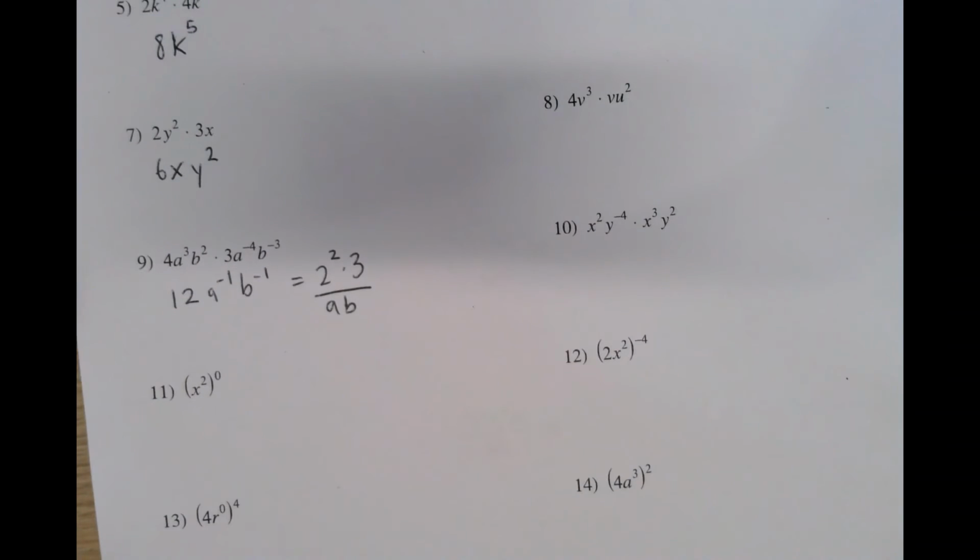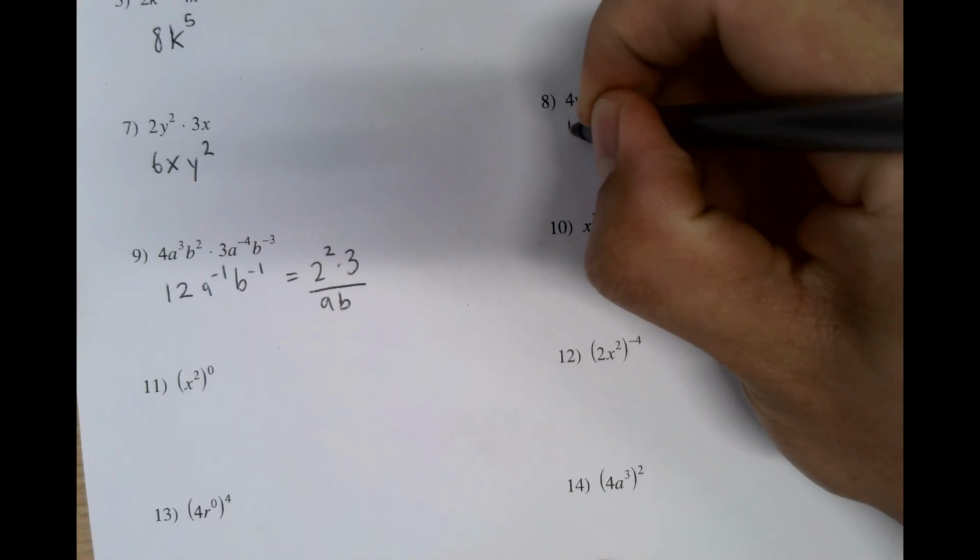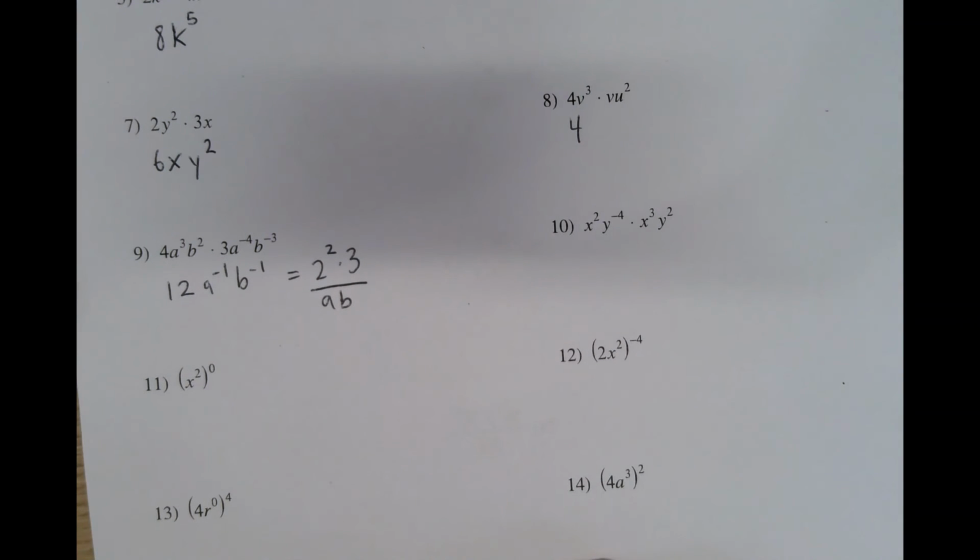Okay, so number 8, you want to combine the numbers first. There is no number in front of the other one, so you would just assume that the number in front is a 1, right? So you would just write 4 times 1. That's just 4, right? Any number times 1 is just that number.